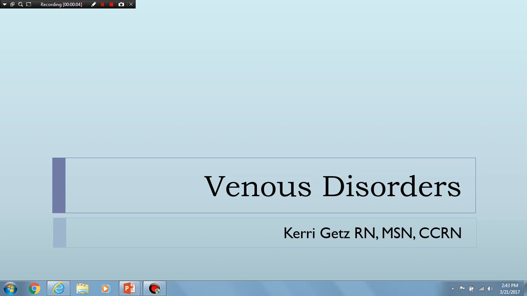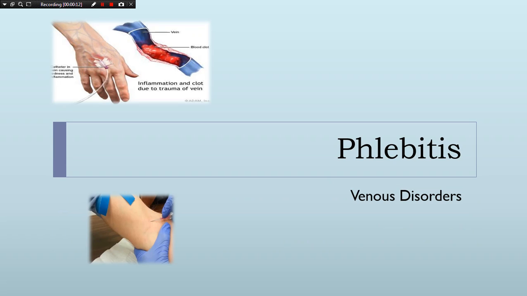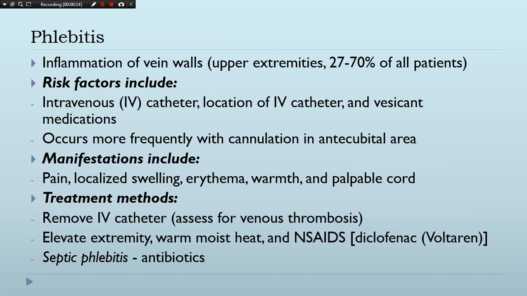So we're going to focus on venous disorders, and you can find this information in chapter 37 of the Lewis textbook. So we're going to talk about phlebitis. Phlebitis is the inflammation of vein walls. It can be found in the upper or lower extremities. We're going to focus on the upper extremities.